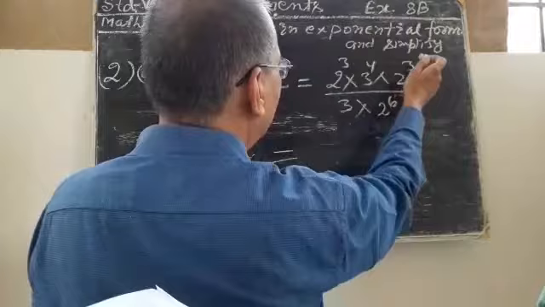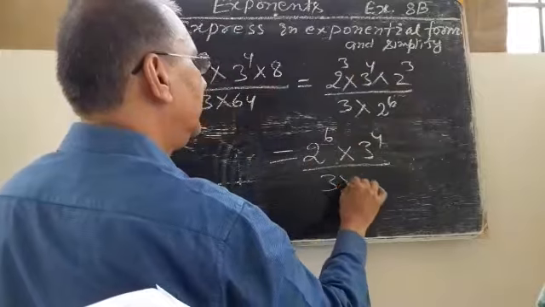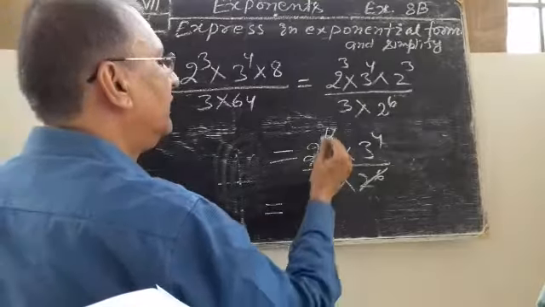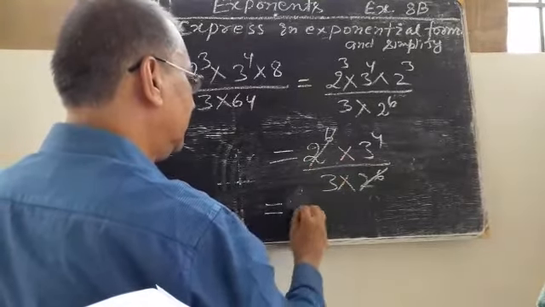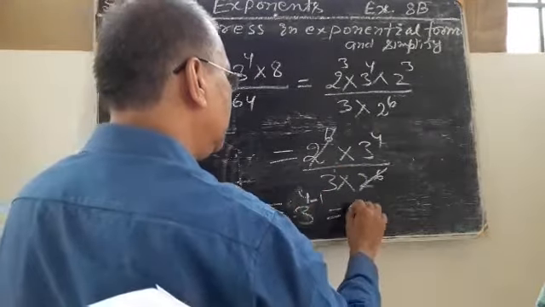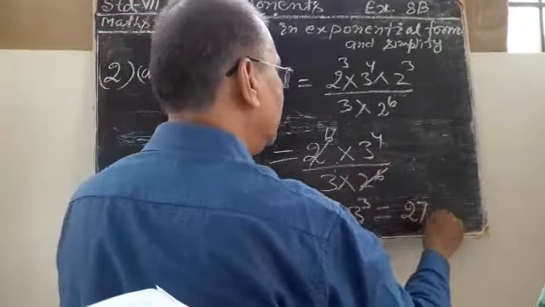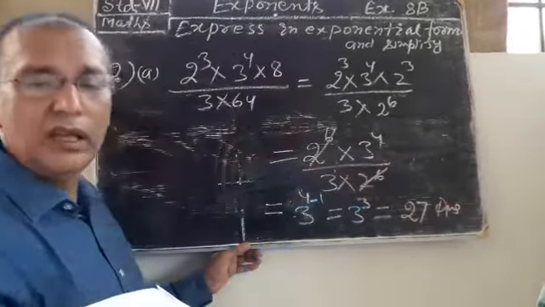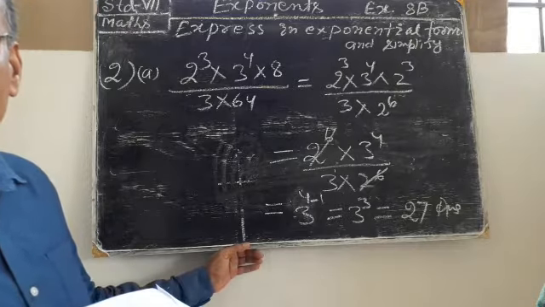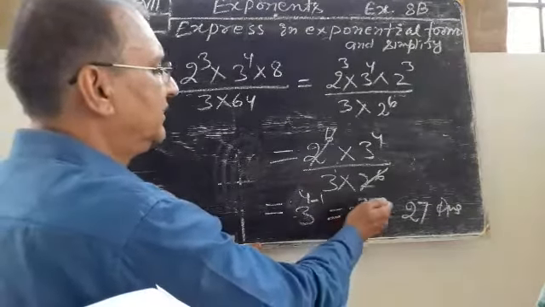Solving it, 2 power 3 into 2 power 6 into 3 power 4 by 3 into 2 power 6. Now 2 power 6 and 2 power 6 will be cancelled. This will equal 3 power 4 by 3 power 1, so 3 power 4 minus 1 is equal to 3 power 3. And 3 power 3 is 3 times 3 is 9, times 3 is 27. So this is the simplification also. We have to express it as 3 power 3, or if you solve it, 27.